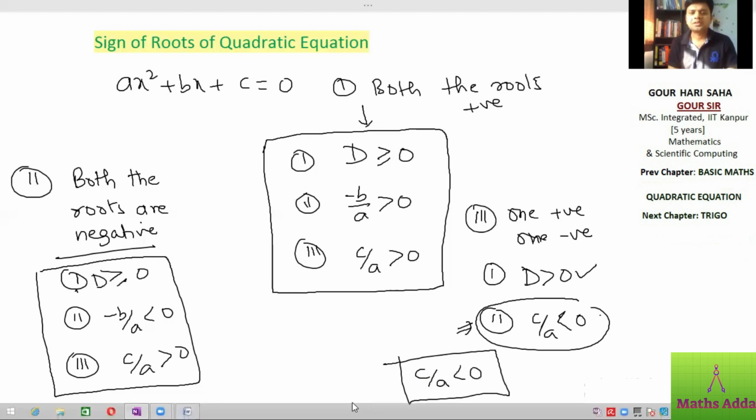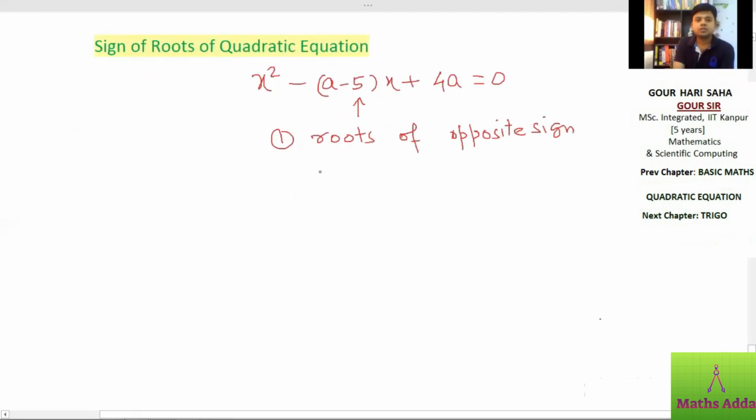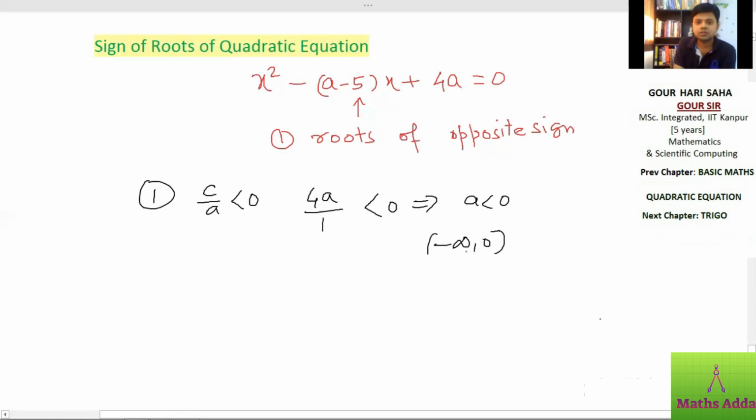Let's do one question on this. How to solve it? We will write the condition for roots of opposite sign, then we will solve it. We know for roots of opposite sign, only one condition, c by a should be less than 0, is sufficient. So what is c? That is 4a, and a is 1, should be less than 0. It's a very easy question, right? This means a is less than 0, minus infinity to 0, that is your answer.